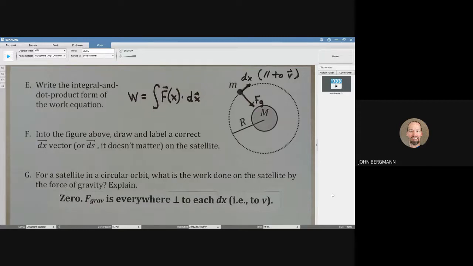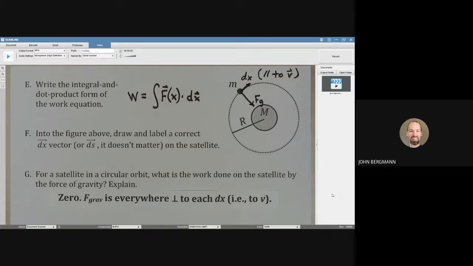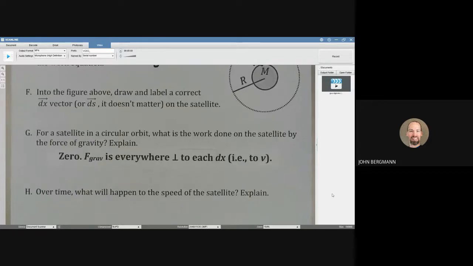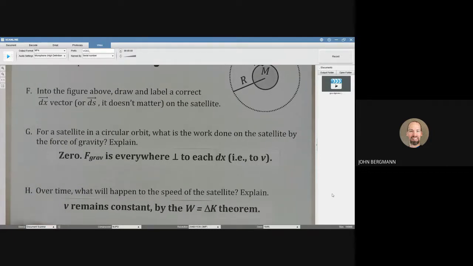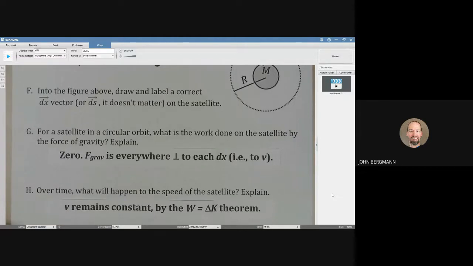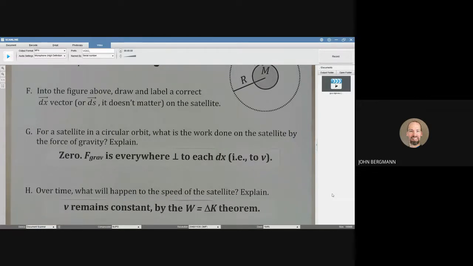The work done on the satellite by gravity is 0. That's because gravity is everywhere perpendicular to each little dx. That is, it is perpendicular to v at every point. Over time, what will happen to the speed of this satellite? And the answer is it will remain constant by the work energy theorem. If the only force acting on the satellite is gravity, and if gravity doesn't do any work on it, then the work is zero. Therefore, the change in kinetic energy is zero, which means it's going to maintain a constant speed.